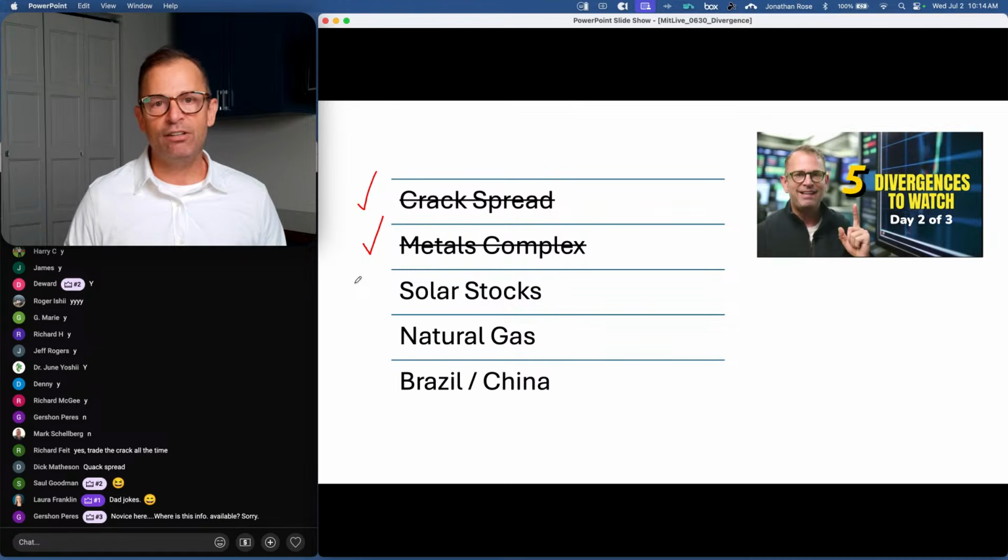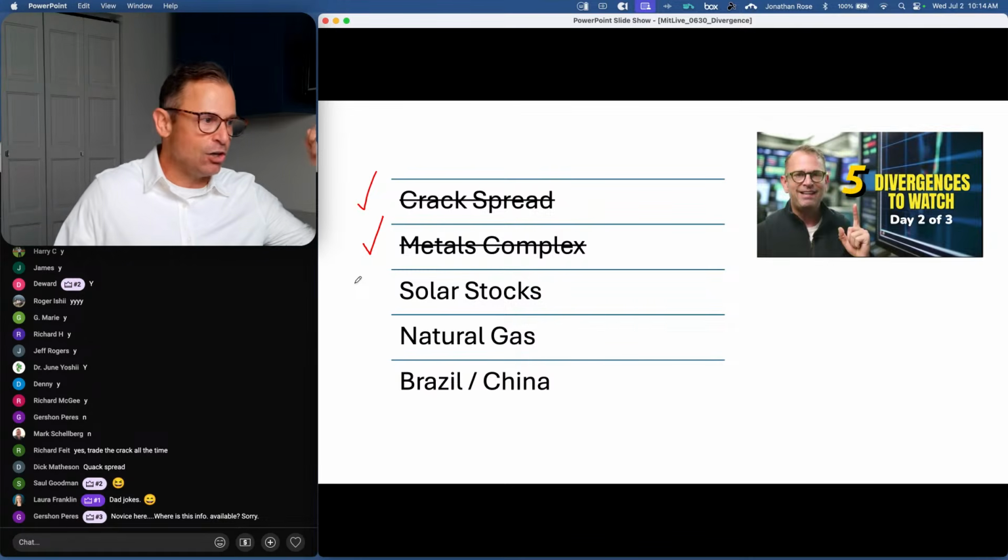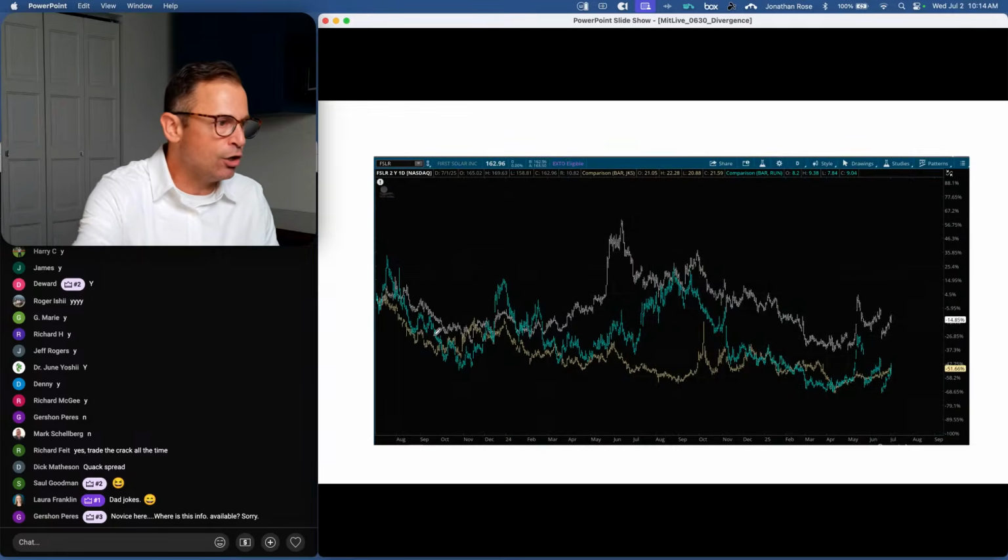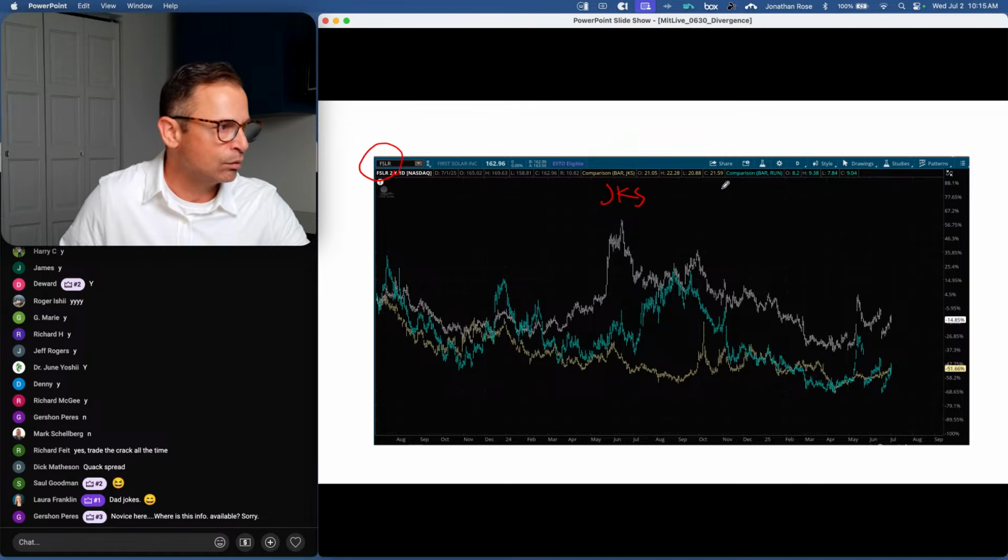Within that solar sector, you can peel back the onion, I think it's called, and look under the hood. And under the hood, we want to look at different solar stocks. FSLR, JKS, Run.